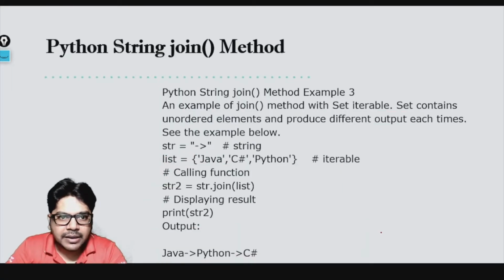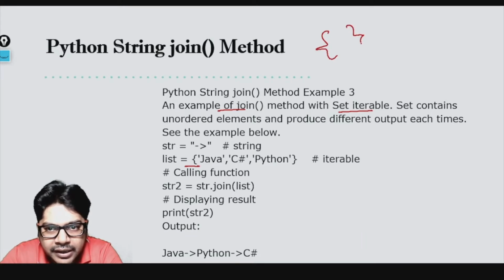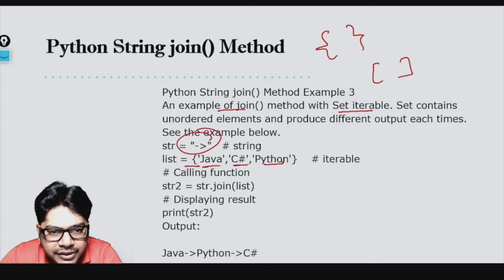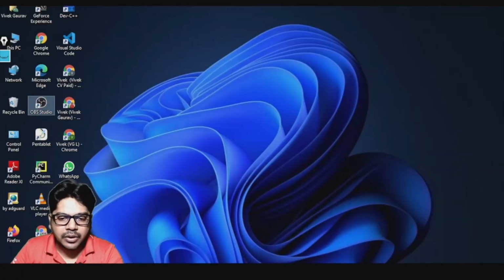Going to the next example, here you see we have an example of the join method with a set iterable. Here we have created a set. Curly bracket is used to create a set, right? And a square bracket is used to create a list. And here we have three languages: Java, C#, Python, and we have the string as hyphen and a greater than sign, and it is combining a string. Let us go there and try this one out also.